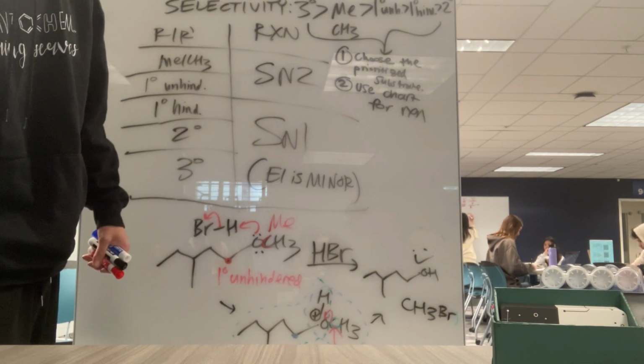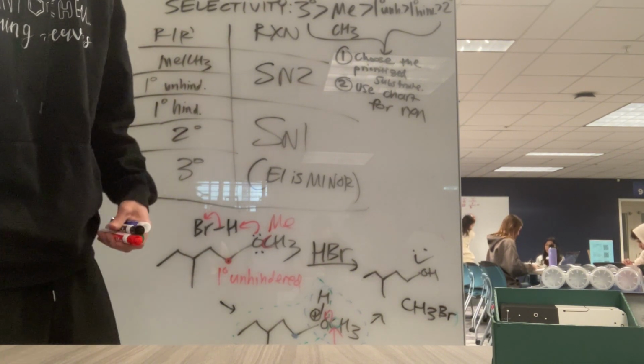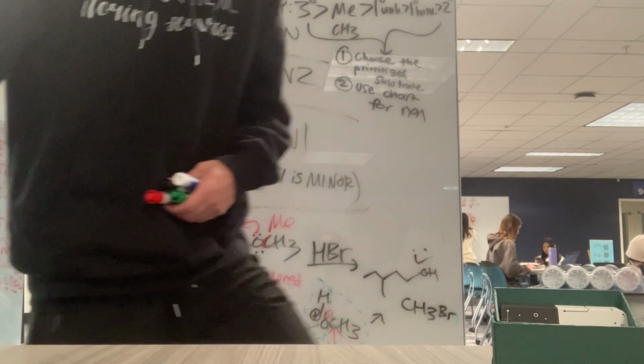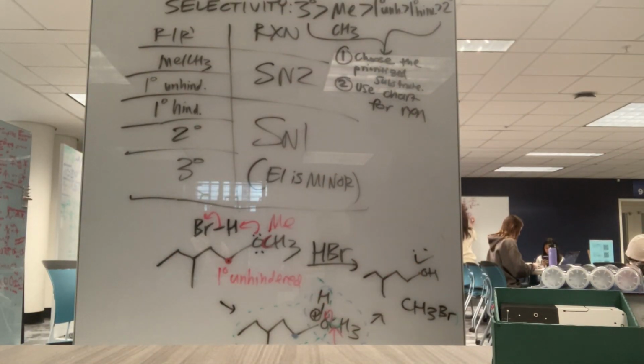So when we write the final answer, do we write this plus this, or do we just write this and that's fine? You have to write this and this, both. Both are organic and both would be formed, so you have to include both for full credit. Okay.